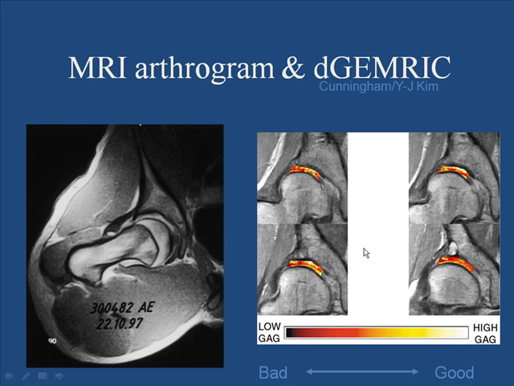This is the dGEMRIC. Basically, it assesses the quality of the articular cartilage. If there's high glycosaminoglycan, it will be whiter, and the less, the redder. The more red you see, the worse the cartilage. This again helps you with planning your surgery. If the patient you think might benefit from rotational osteotomy has poor cartilage, there's no point in doing this, because no matter what you do, the cartilage is poor, and he's going to develop osteoarthritis.